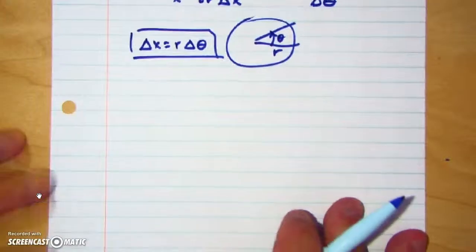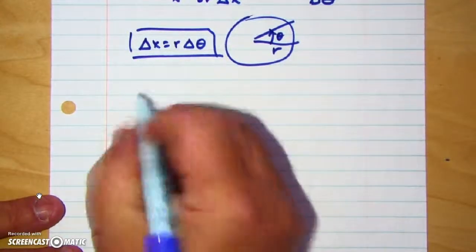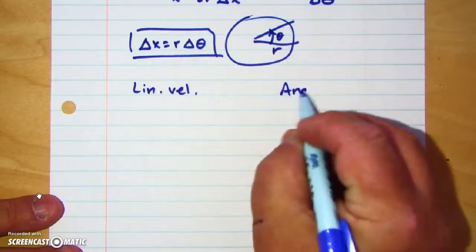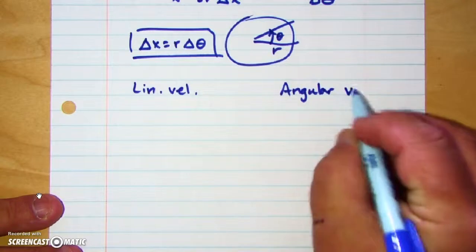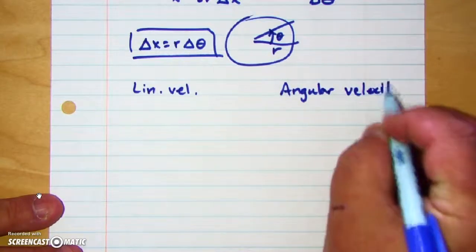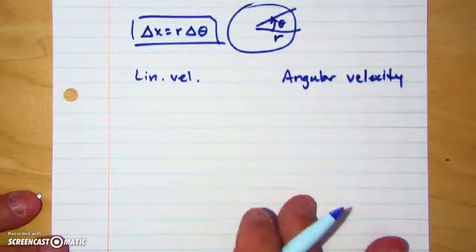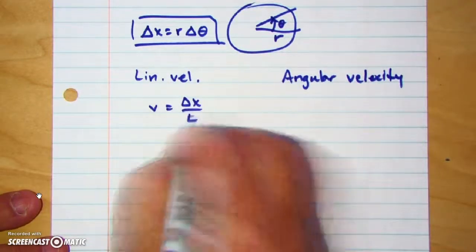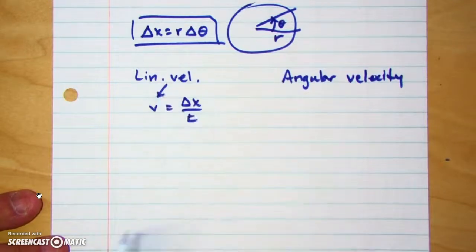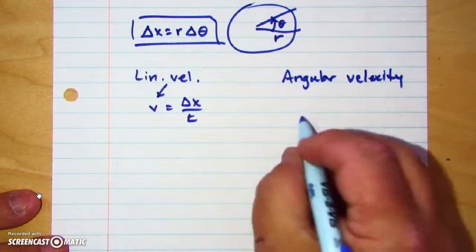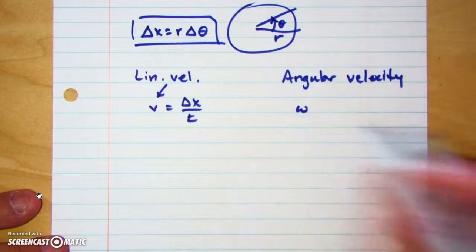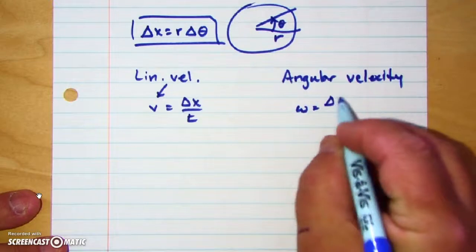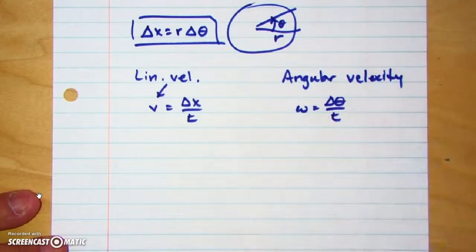Okay, now, where we had linear displacement, we also had linear velocity and angular velocity. So the same way there was a corresponding thing before, well, we know that v is equal to delta x over t, and we used v to represent linear velocity. For angular velocity, we're going to use the Greek letter omega. It looks like kind of a script w. Omega is going to equal delta theta divided by t.